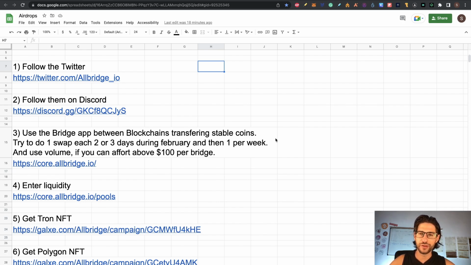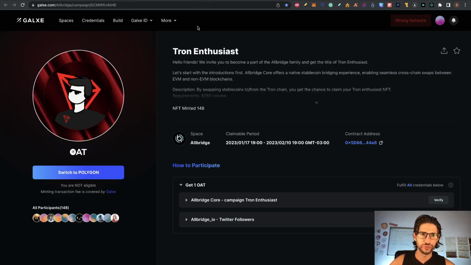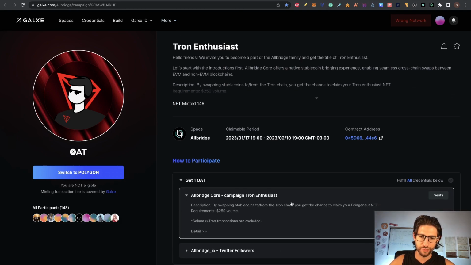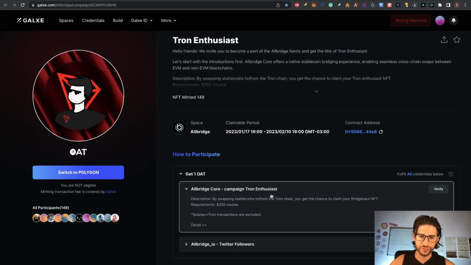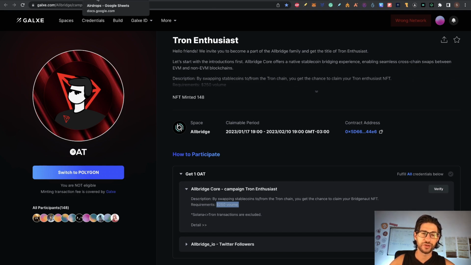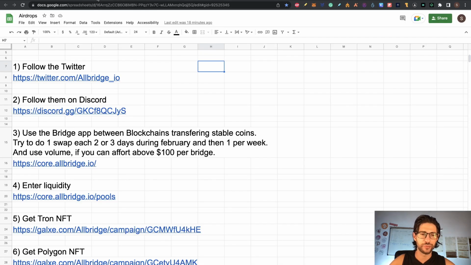The point 5 is there is an NFT that you can get. It's a Tron NFT. So you can go here to the link on the campaign. And in order to get this, you need to follow Twitter and you need to accomplish this campaign, Tron Enthusiast. In this case, basically you need to use 250 in volume to get it. So try to do that. I think these NFTs are going to be valuable for the airdrop.